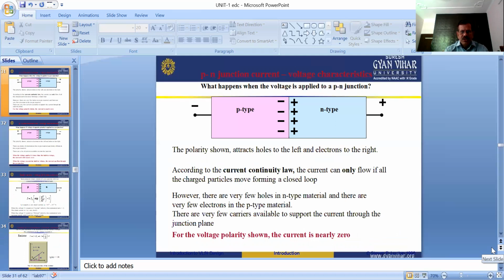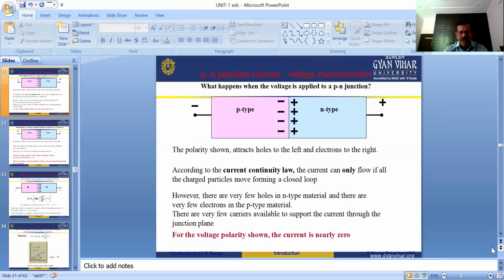Now the polarity shown attracts holes to the left and electrons to the right. Now we form a PN diode which has two terminals, a positive terminal and a negative terminal. The positive terminal is the anode and the negative terminal is the cathode. So this formation forms a PN junction diode, which has two terminals: the anode terminal and the cathode terminal.